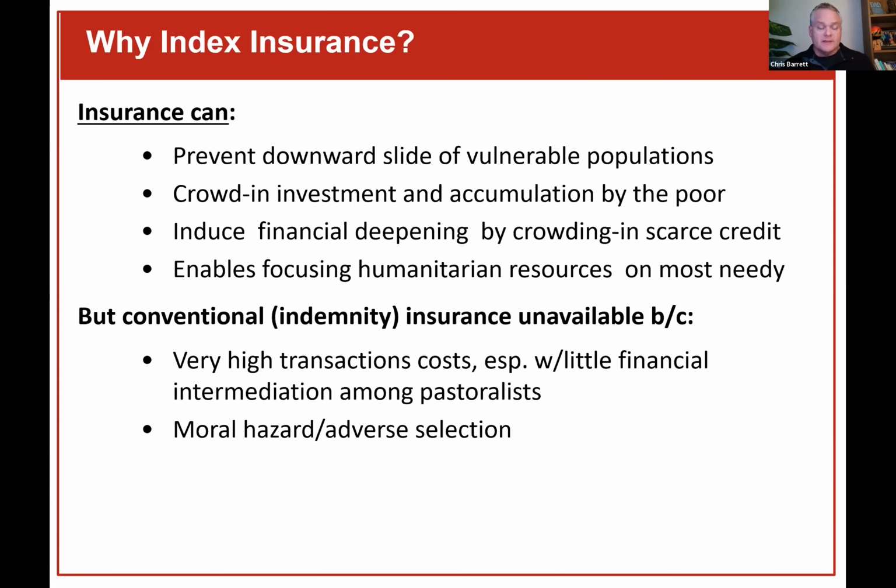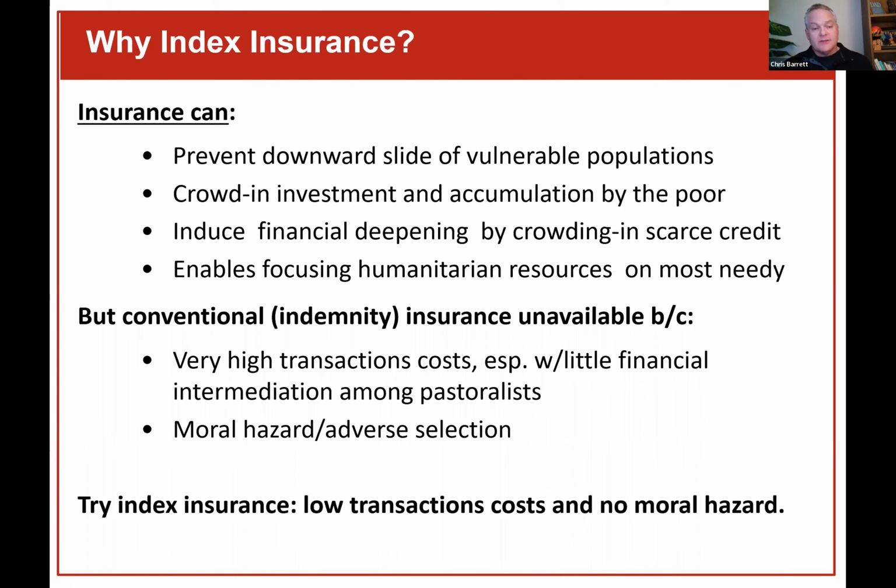The problem, of course, is that conventional indemnity insurance, like many of us have on our homes or our automobiles, is just unavailable for livestock in this setting, primarily because of very high transactions costs. These are rather sparsely populated areas, and the cost of going and selling product and doing claims adjustment and providing indemnity payments is excessively high. But also because of, in particular, the moral hazard problem. It's hard to know why someone's cow died, and this creates a lot of perverse incentives.